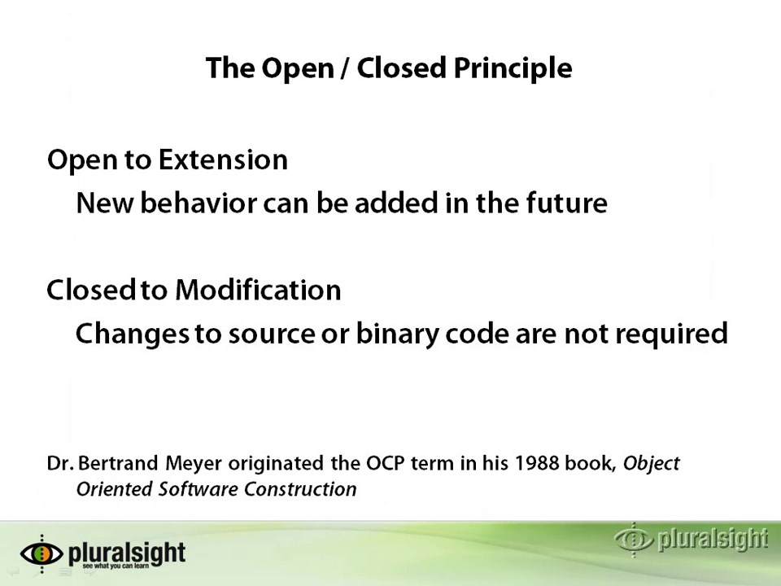So the open-close principle offers up this sort of conundrum in that it's stating that things should be open to extension. New behavior, changes to behavior can be done in the future, but yet closed to modification. What does that mean? That means you shouldn't need to change the source code or the binary code. You shouldn't have to recompile the existing pieces of your application necessarily in order to achieve this. Dr. Bertrand Meyer originated the term open-close principle in his 1988 book, Object-Oriented Software Construction.